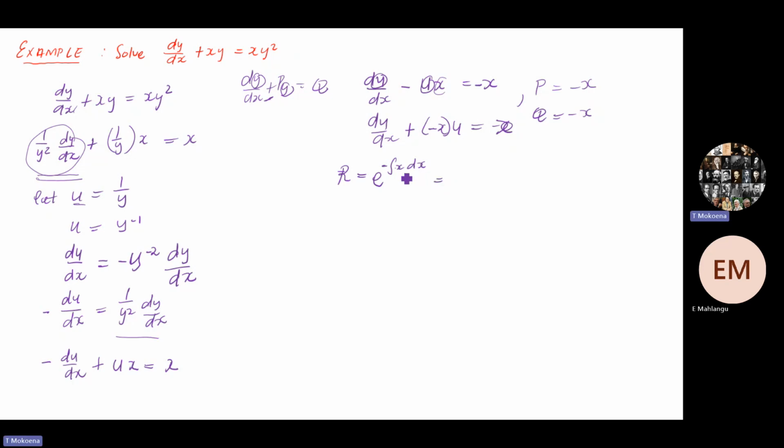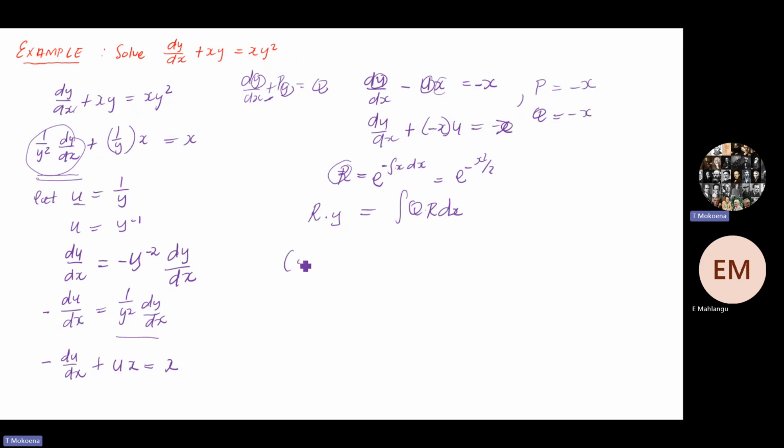And therefore, what is the integral of x? The integral of x is going to be what? E to the power of what? It's going to be e to the power of negative x squared divided by 2. This is the r. Now, let us solve this equation. We're going to say r multiplied by the dependent variable, it is y, is equal to the integral of q multiplied by r d, the independent variable is dx. And therefore, let's substitute.